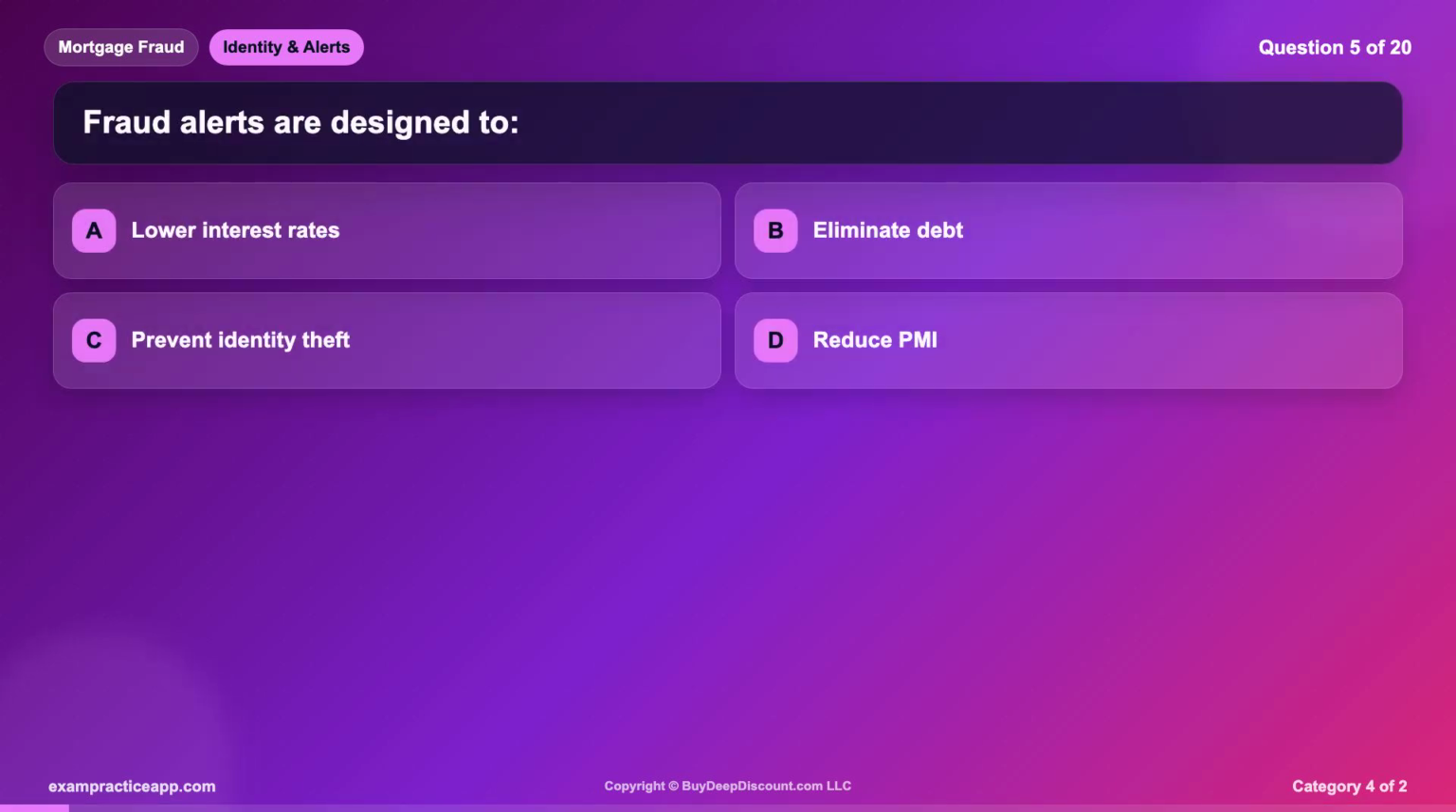Question 5. Fraud alerts are designed to: option A, lower interest rates; option B, eliminate debt; option C, prevent identity theft; option D, reduce PMI. Take a moment to choose your answer. The correct answer is option C, prevent identity theft. Explanation: Fraud alerts help prevent unauthorized credit activity.